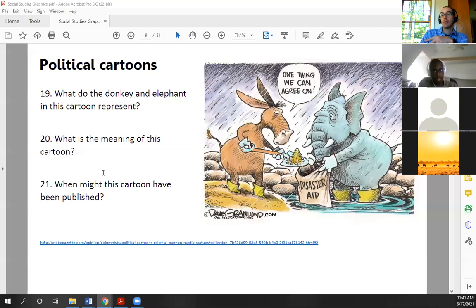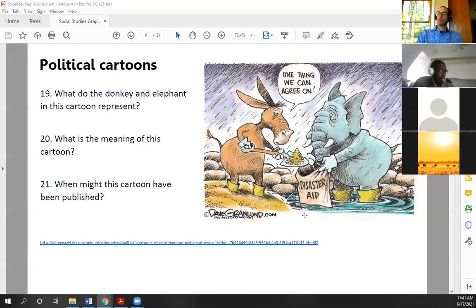But number 21, when might this cartoon have been published? After a disaster, maybe after a hurricane, right? It's flooding, right? We see flooding and a storm, so maybe after a big storm or some flooding, then they can cooperate, which is a good thing. But the author of this cartoon, Dave Granlund, is making a comment that, hey, it'd be nice if they cooperated a little bit more. It seems like the only time they cooperate is after a disaster, right?